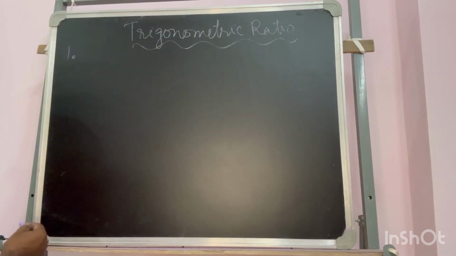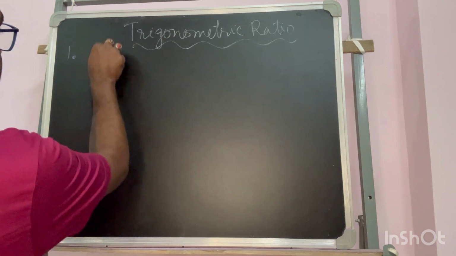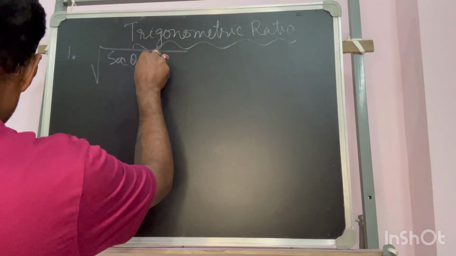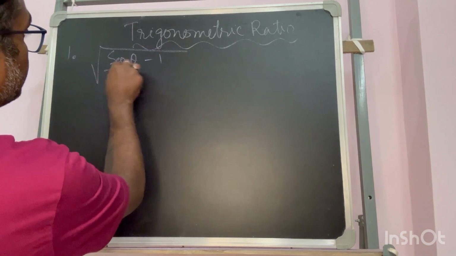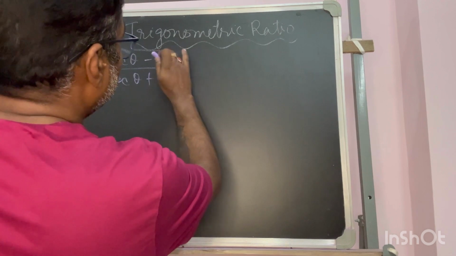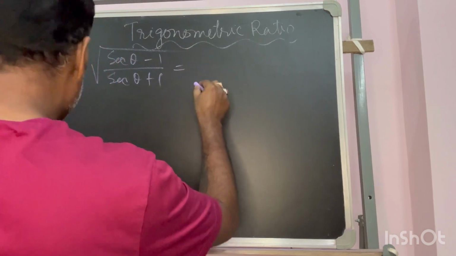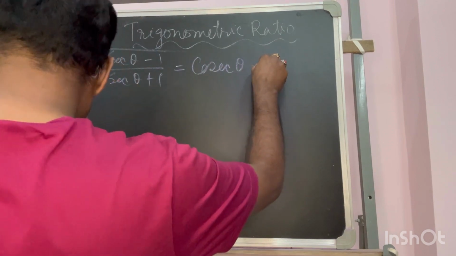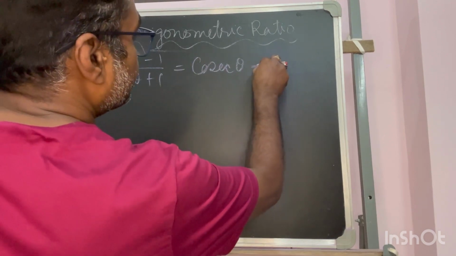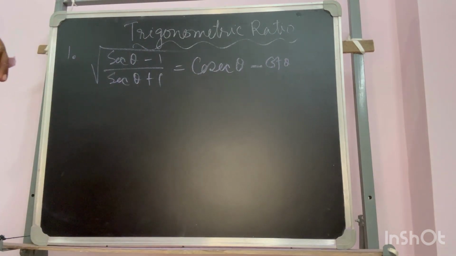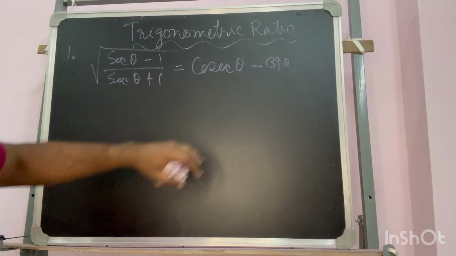The first problem is: given sec theta minus 1 divided by sec theta plus 1, under root, you have to prove it is equal to cosec theta minus cot theta. So this part is equal to this part, that you have to prove.